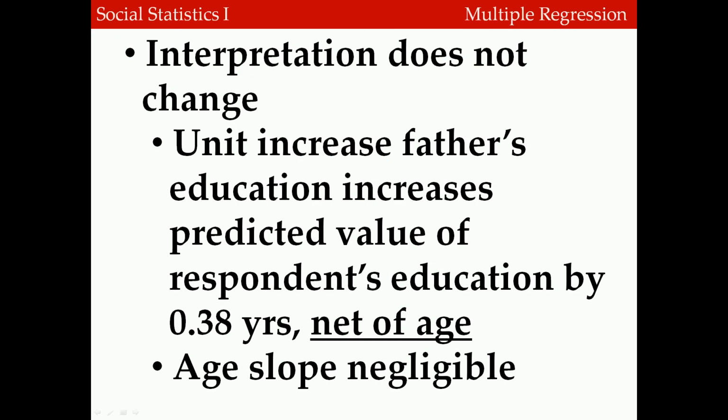Now, note that the interpretation doesn't change very much. We'd still interpret father's education in terms of a unit increase in it. And so for a unit increase in father's education, we're still predicting some value for the response education. This time, we're predicting that response education increases by 0.38 years. But now we have to specify that that's net of the effect of age. In other words, we've statistically controlled for the effect of age and the effect of father's education.